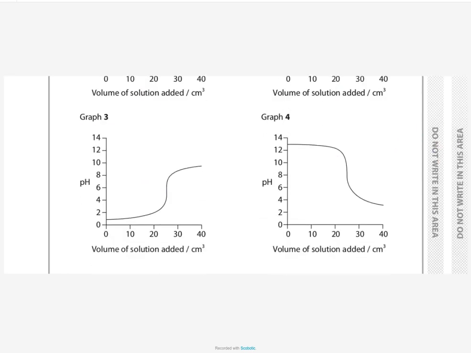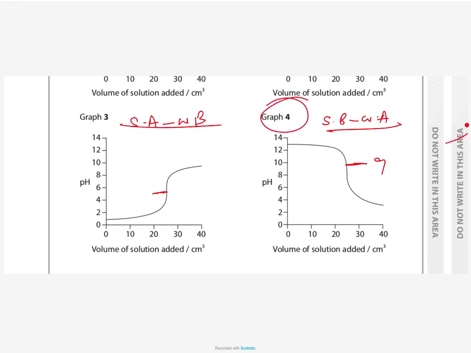Graph 3 has a strong acid and a weak base. Graph 4 has a strong base and weak acid. This is right. Strong base, weak acid. Endpoint is around 9. That means the acid is weak. I think graph 4 is the answer. Graph 4, correct?